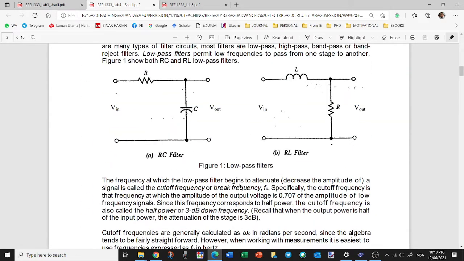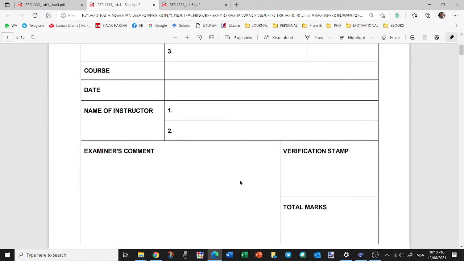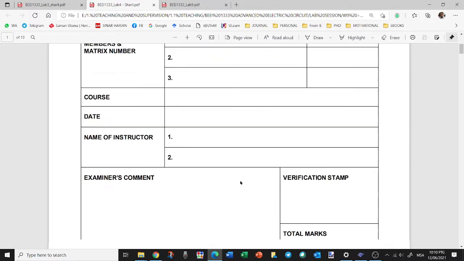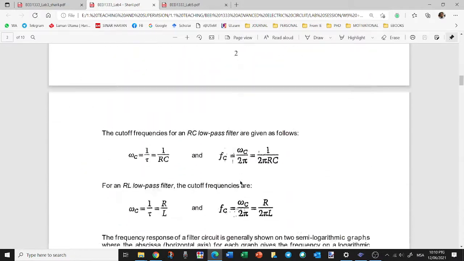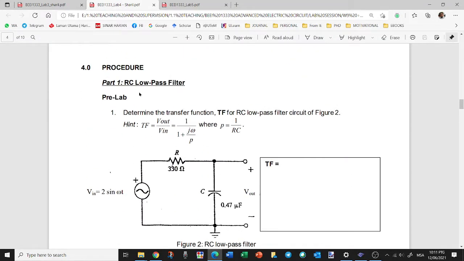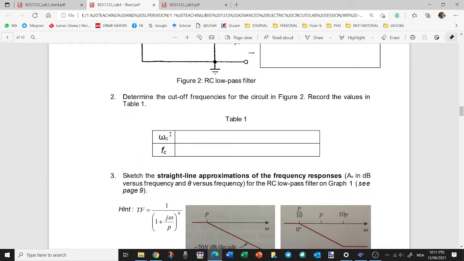Okay, so untuk example untuk lab number 4, you akan simulate dia punya RC RL filter. Alright, so you connect, you follow sini. These are all teori dia semua tu, you dah tahu. Okay, part 1 ni, pre-lab ni, you calculate lah. Gunakan formula ni, and then you calculate the transfer function, and from there you can calculate the cutoff frequency in radian per second and in hertz lah.